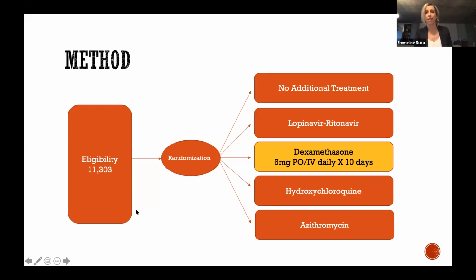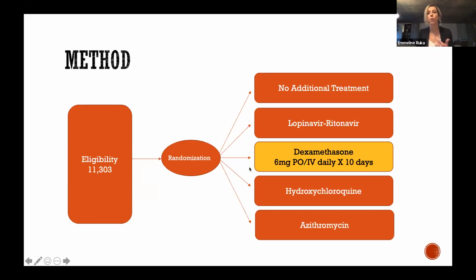A lot of people were eligible, more than 11,000 were eligible for the study. And this is because they really enroll a lot of patients. The inclusion criteria were basically you needed to be hospitalized, no matter what your age is. You needed to have a suspected or confirmed COVID-19 infection. And you could not have any frank indication or frank contraindication for one of the treatments there.